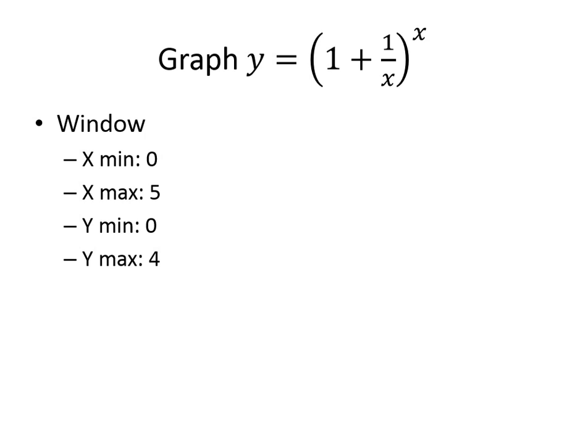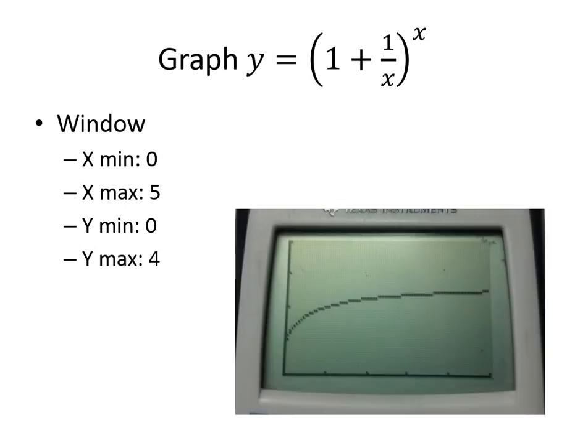So y equals parenthesis x plus 1 over x, close parenthesis, to the x. And we want to graph it with the window x min is 0, x max is 5, y min is 0, y max is 4. And we'll graph it. And when you graph it, it looks something like this. Okay, it's just a nice little growth.